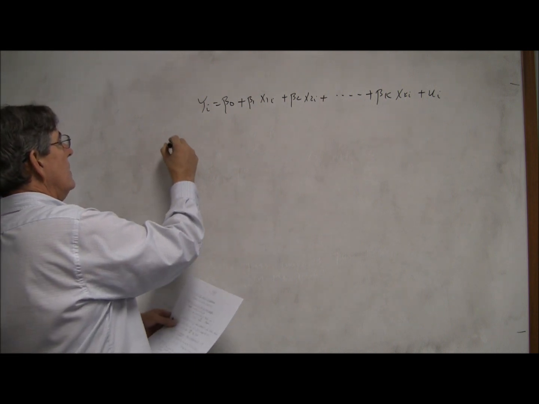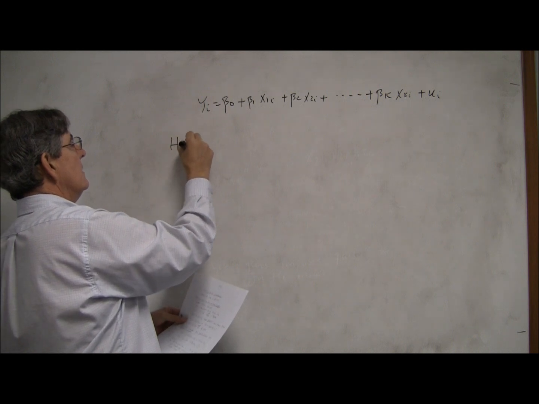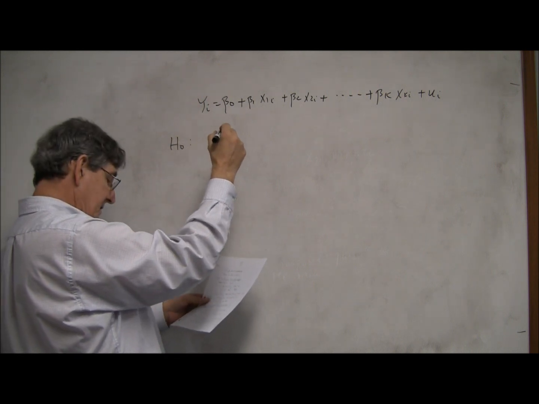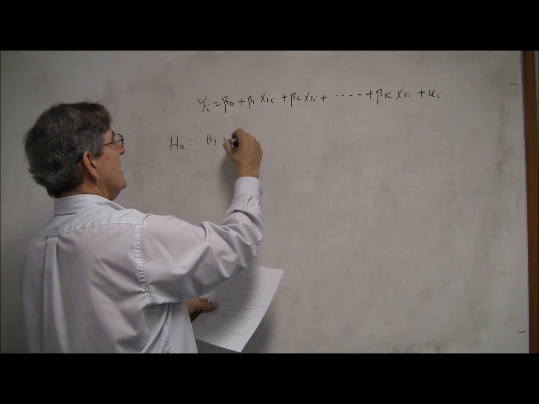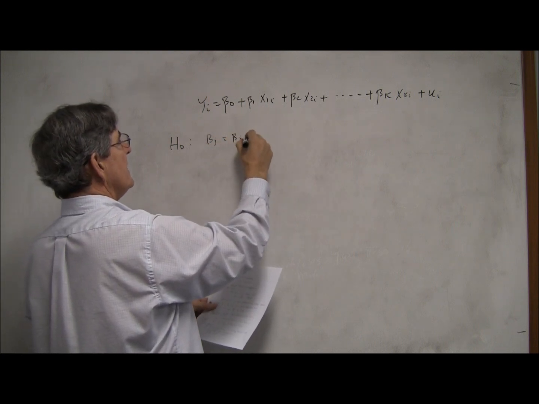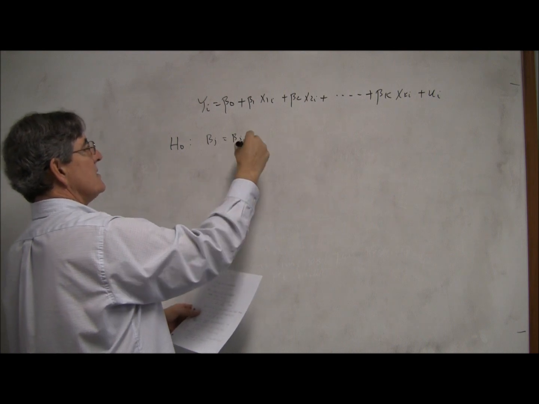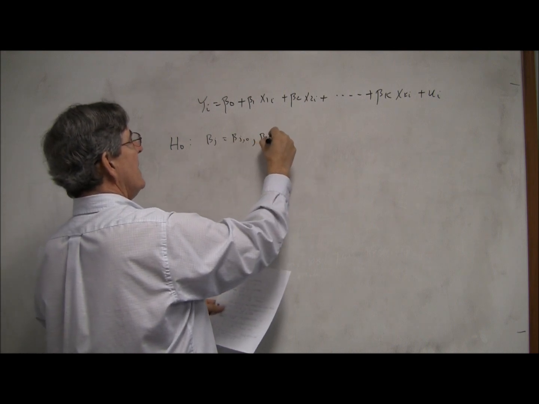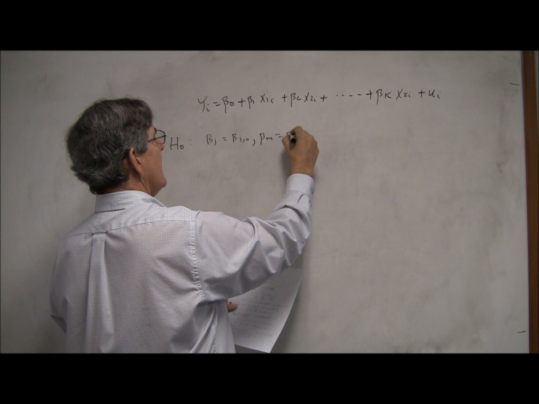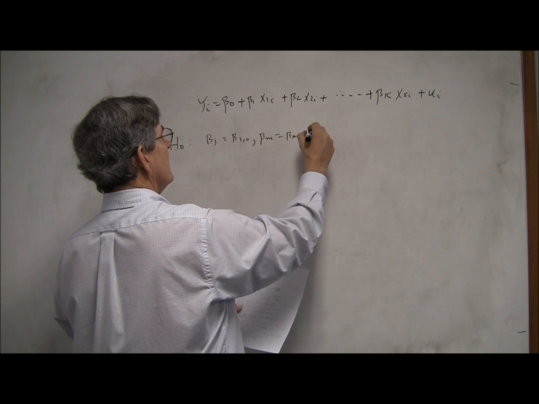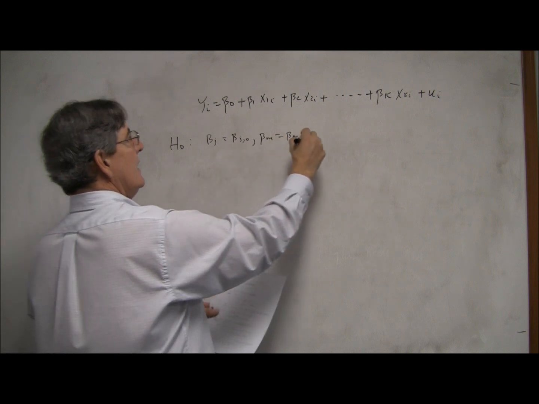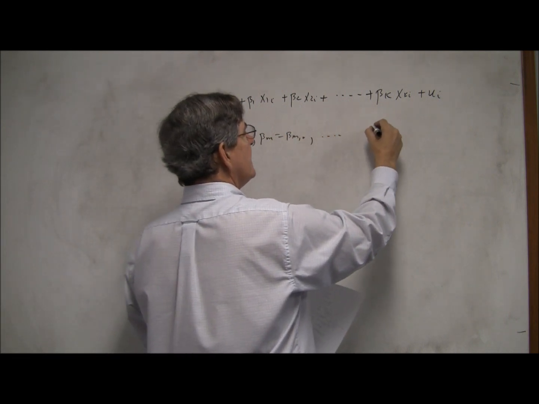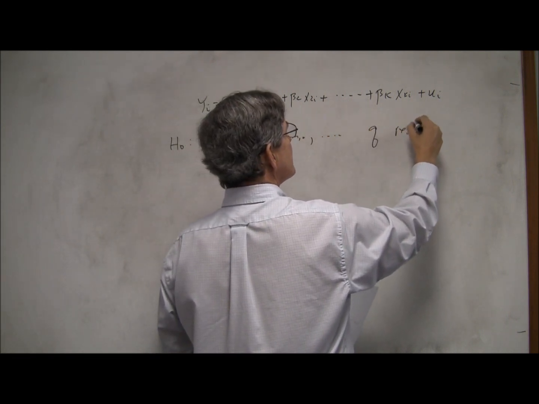And your null could have lots of restrictions in it. So it could be that beta j, the jth one, equals some number, beta j0, like 0 or 1 or something. That beta m equals beta m0. Beta m equals 0. Maybe beta j equals 0. And we could have q restrictions.